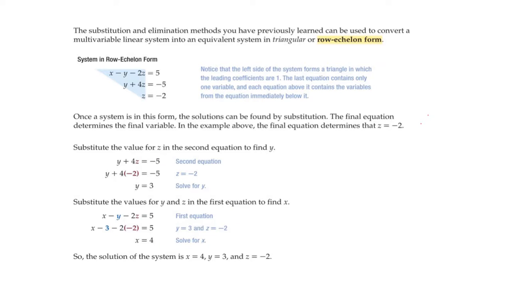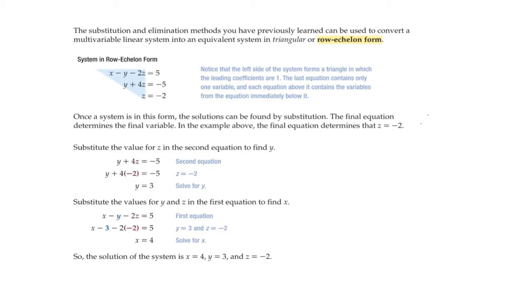Hey guys, so what you're going to be looking at to start off with is multivariable linear systems, aka systems of equations that have at least 3 rows. So what you see here is called row echelon. Think maybe the echelon bike, that's a new thing. But triangular or row echelon, because it forms that triangle.